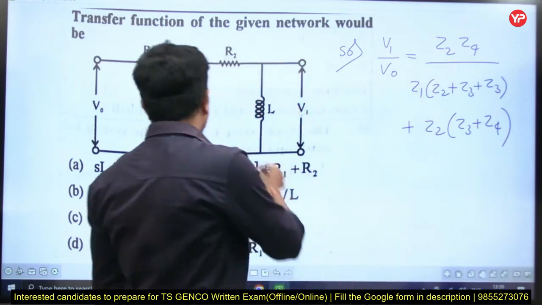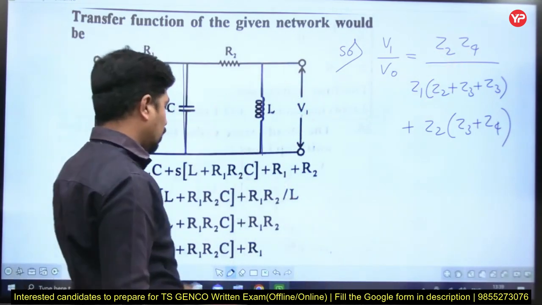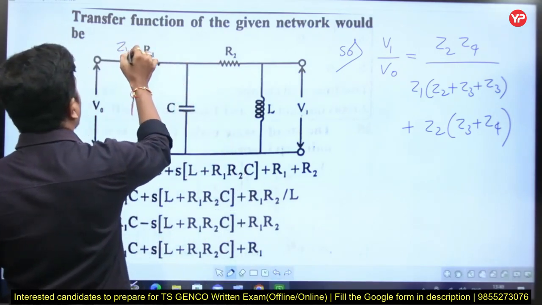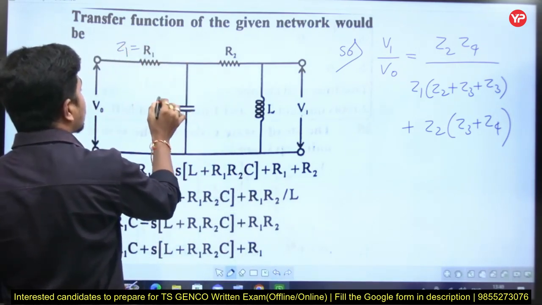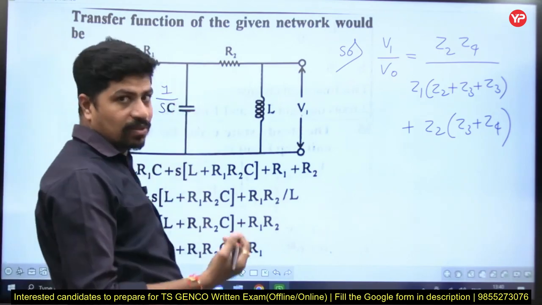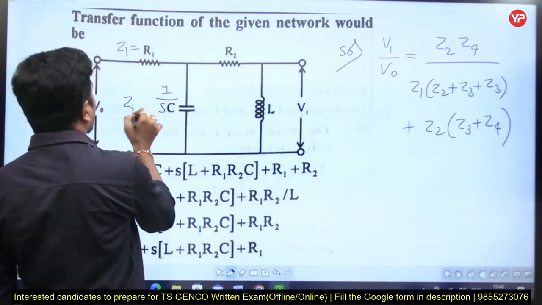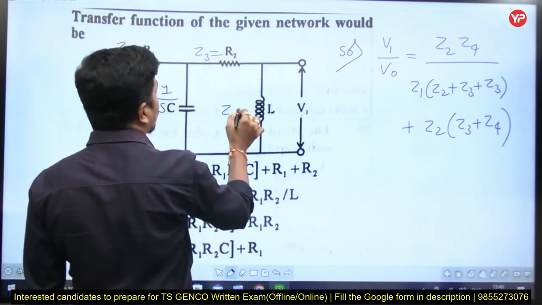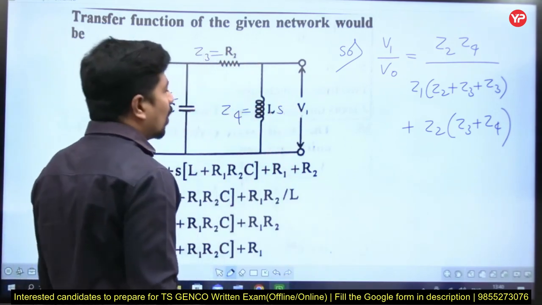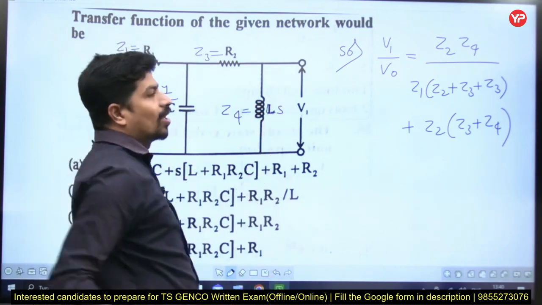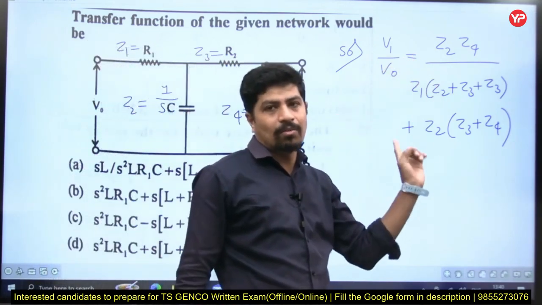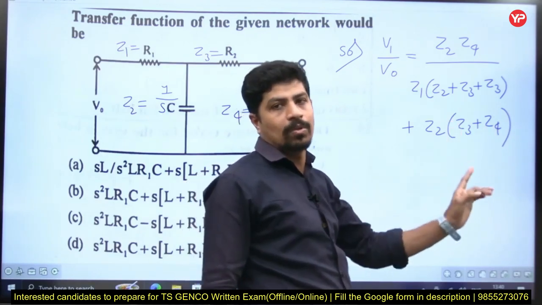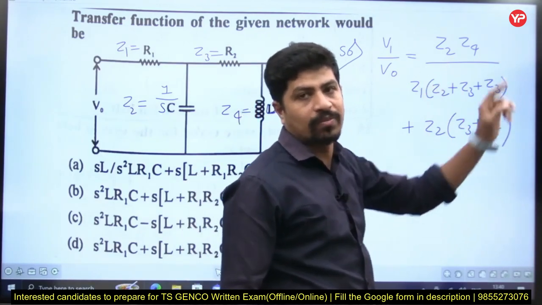These are the shunt elements, product of 2, 4. What is this Z1? This is Z1, which is R1. This is 1 by Cs; in the S domain, C will be 1 by Cs. This is Z2. This is Z3. This is Z4, that is equal to Ls, L into S. The product of shunt elements: start with 1, 1 into 2 plus 3 plus 4. Start with 2, 2 into 3 plus 4. 2, 4 by 1, 2, 3, 4 plus 2, 3, 4, right?